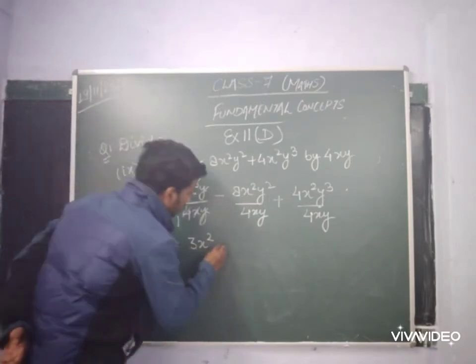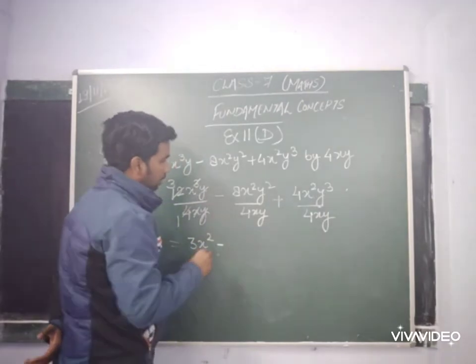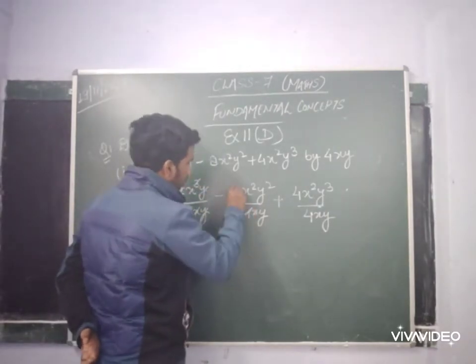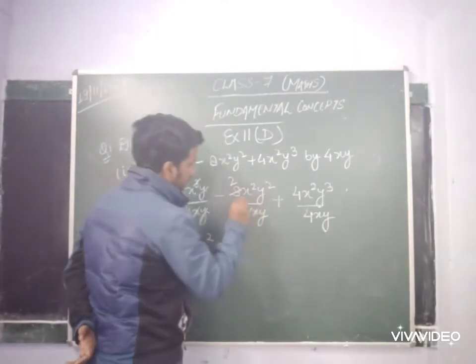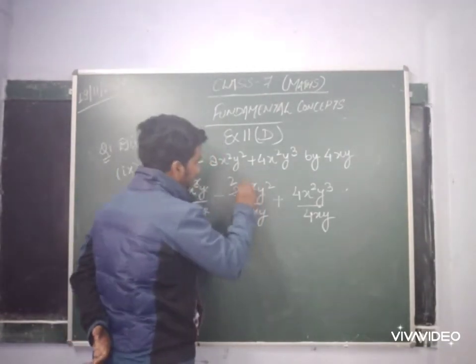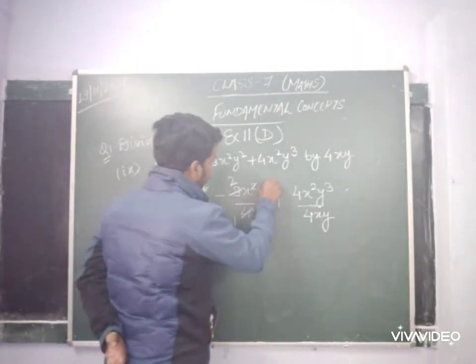Clear? Now nothing is left. We are moving on to the next part. 4 ones are 4, 4 twos are 8. Clear? X is cancelled from here and 1x is cancelled from here. Then y is cancelled and 1y from here.